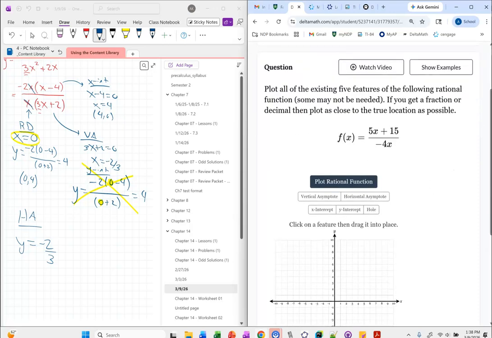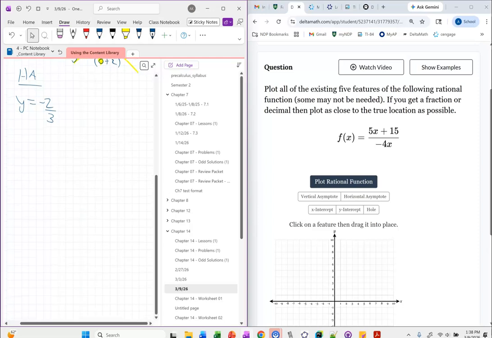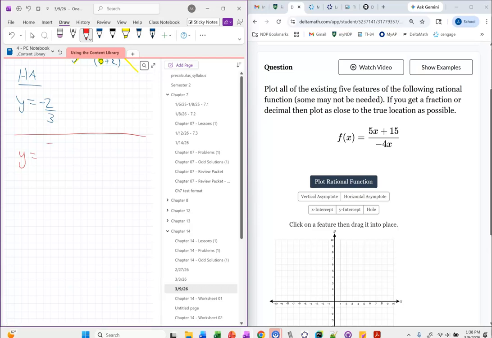Let's do another one. Oh, this one should be easy to make it work. Factor the numerator. Nothing to reduce. So no hole or removable discontinuity, right? Is everybody okay there? My vertical asymptote: set the denominator equal to 0 and solve. Everybody okay there?